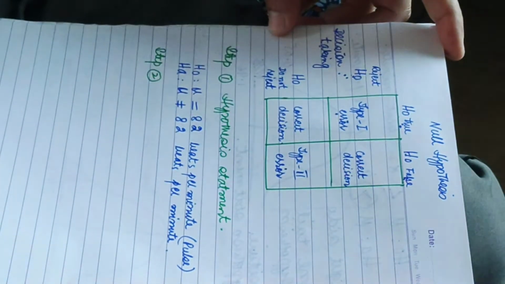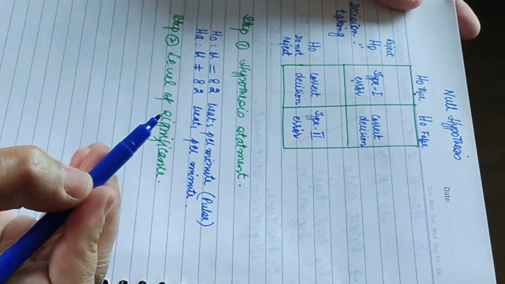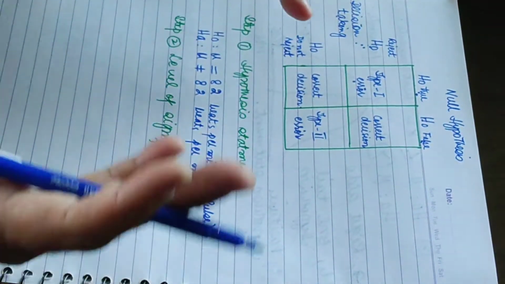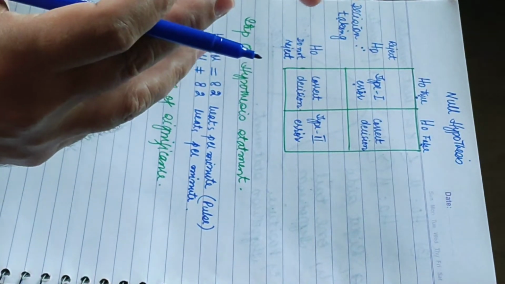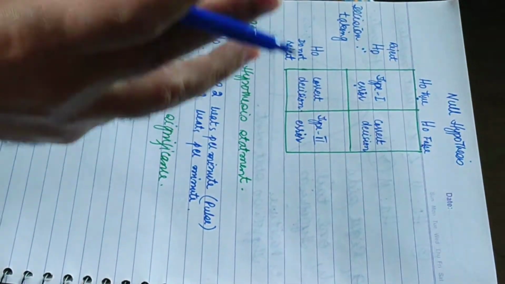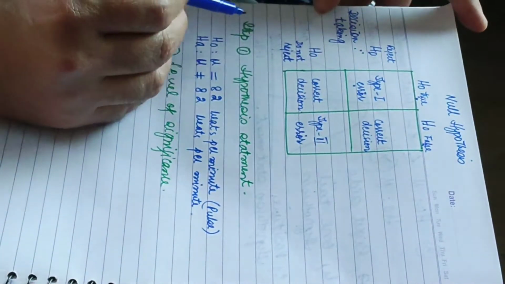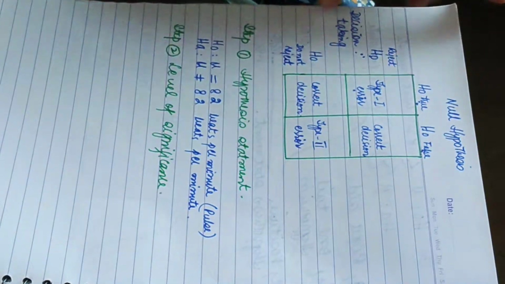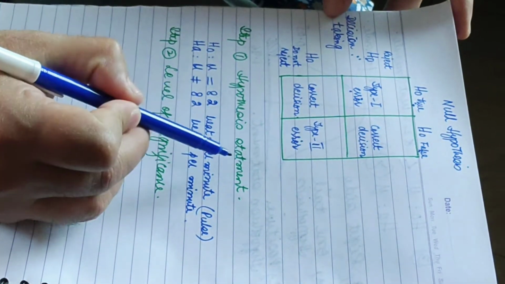Okay, in part 2 of today's session, which I told you about earlier, we will learn to solve numericals of hypothesis testing by using the 5 steps. In step number 1, which is written here, we will write down the hypothesis statement.